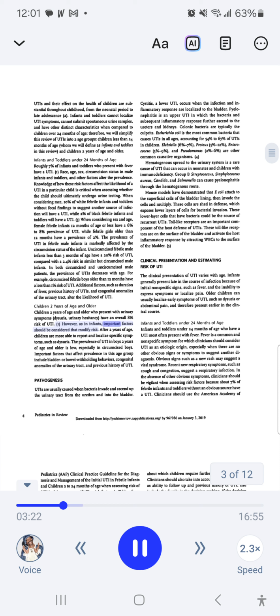However, as in infants, important factors should be considered that modify risk. After 2 years of age, children are more able to report and localize specific symptoms, such as dysuria. The prevalence of UTI in boys 2 years of age and older is low, especially in circumcised boys. Important factors that affect prevalence in this age group include bladder or bowel withholding behaviors, congenital anomalies of the urinary tract, and previous history of UTI.